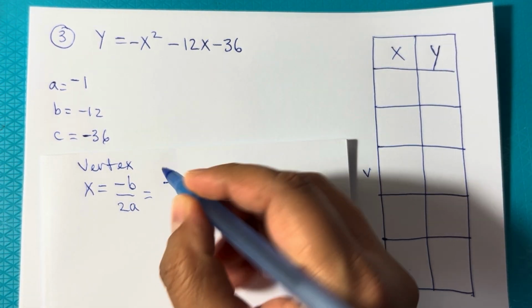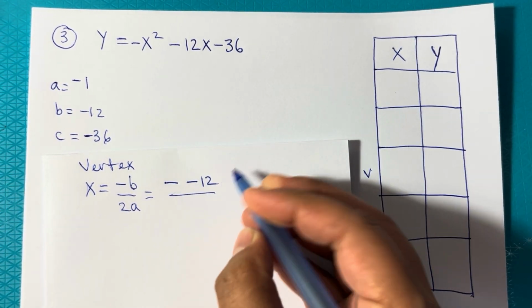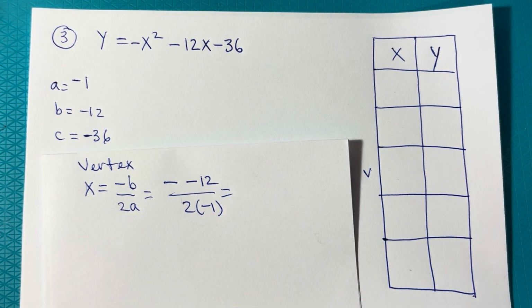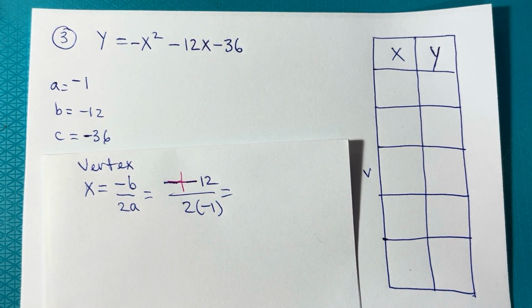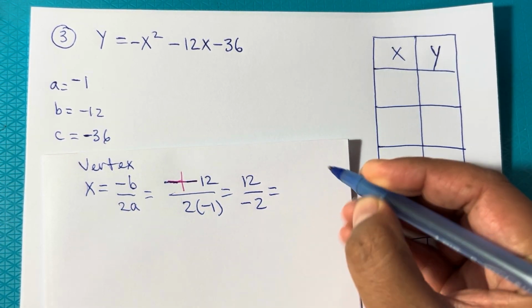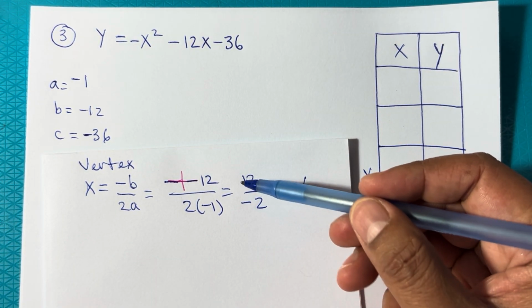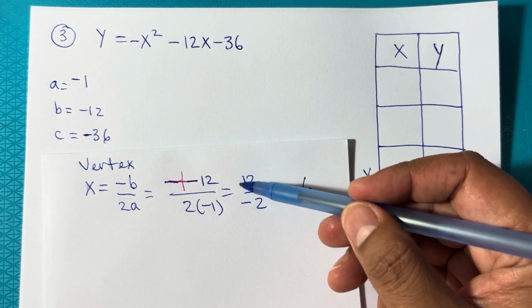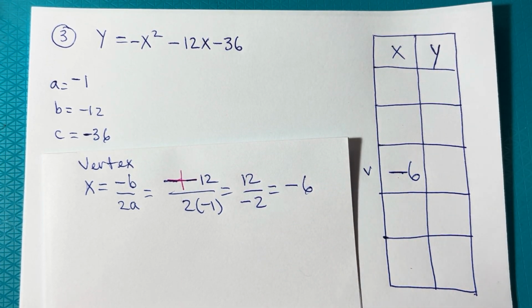So negative from the formula, -12 from b, and 2 times -1. We know that negative and negative together make a plus, okay? And so we put +12 divided by 2 times -1, which is -2. And that gives me 12 divided by -2 is -6. In multiplication and division, remember that if they are the same signs, then the answer is positive. If they are different signs, like in this case, then the answer is negative. So that's my vertex, that's the value of x.